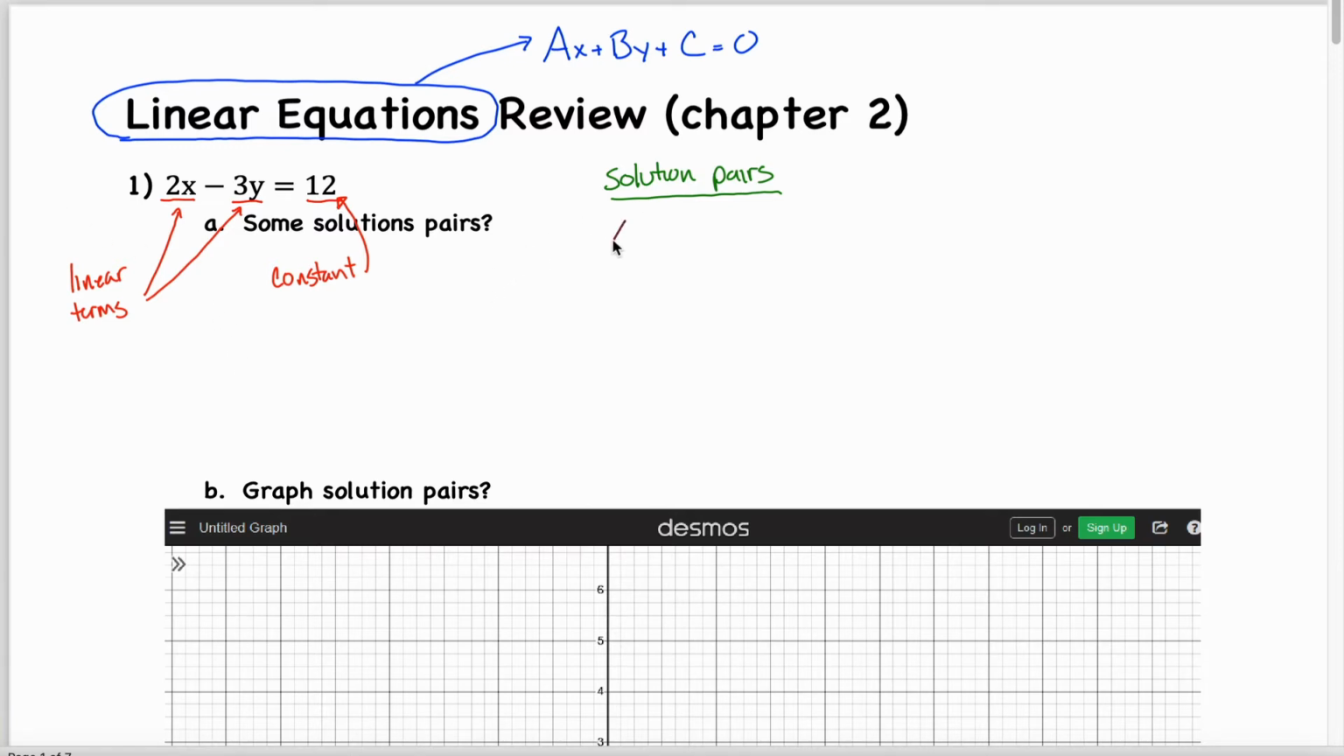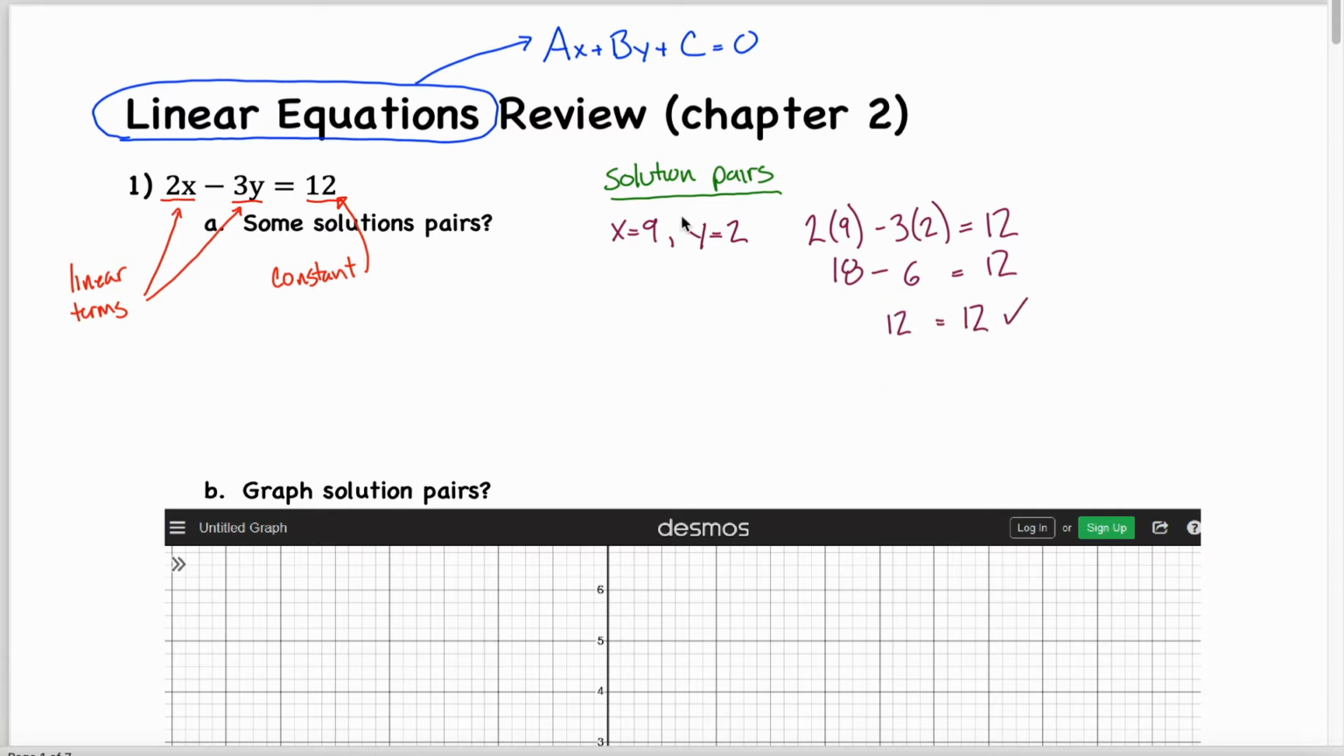So for example, if x is equal to 9, then I would have 2 times 9 or 18 here. And if y happened to be equal to 2, then I would have 3 times 2 or 6 here. And because 18 minus 6 is equal to 12, x equals 9 and y equals 2 is a solution pair to this linear equation. If you really wanted to check your answer, you could take that 9 and 2 and plug them back into this equation and show that the left side of the equation is in fact the same as the right side of the equation.